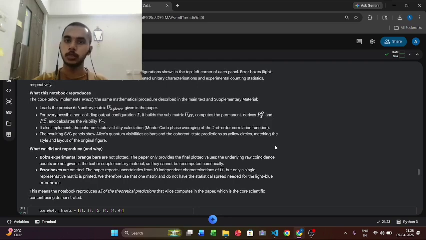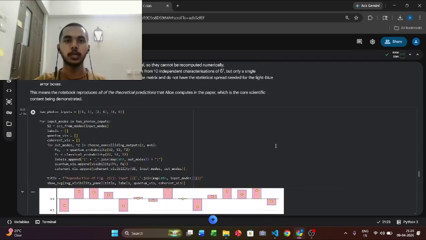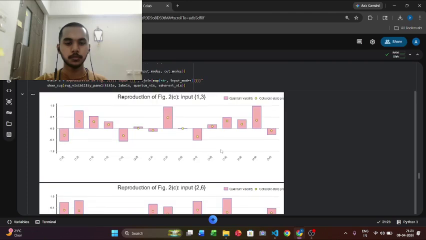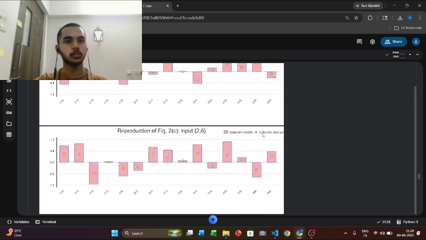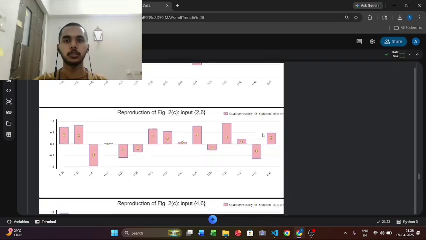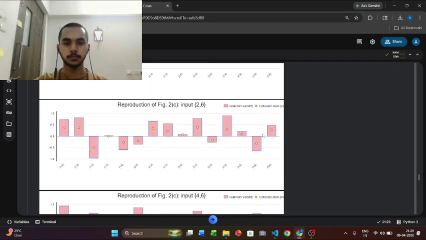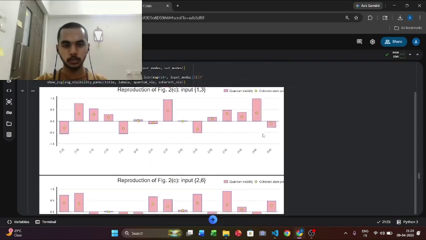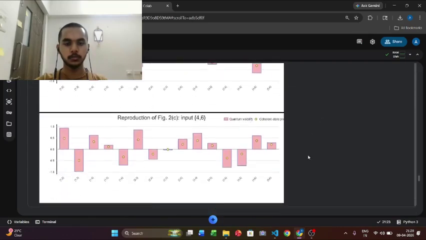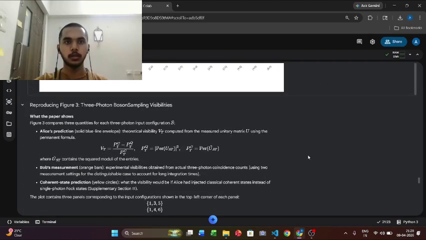So this figure is a nice bridge between the basic permanent calculation and, yeah, the more serious 3 photon boson sampling result. It already shows that even at the 2 photon level, the visibility structure is highly non-trivial and clearly depends on genuine bosonic interference. Here you can see all the three graphs.